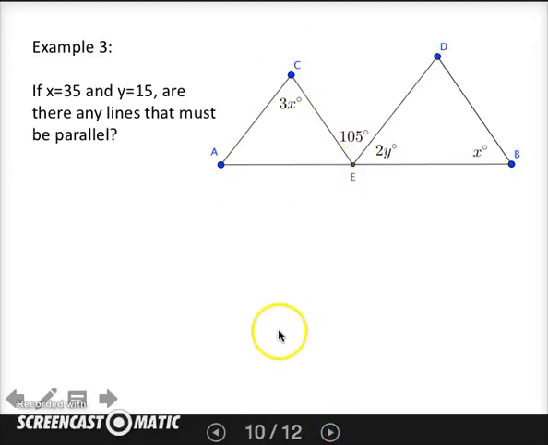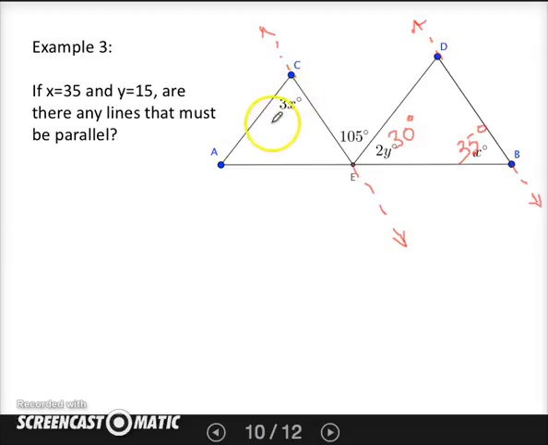Let's keep going on this problem for a little bit longer because I see two other lines that look like they might be parallel. And I want to see if we can prove those lines parallel as well. I don't see these lines crossing in the diagram, so there's a possibility they could be parallel. Let's mark our angles again. We said that x was 35 degrees, and we said that this angle 2y was 30 degrees, and the angle 3x was 105 degrees.